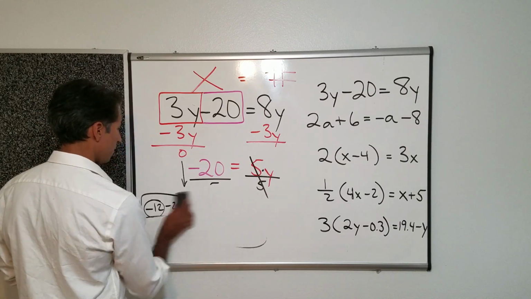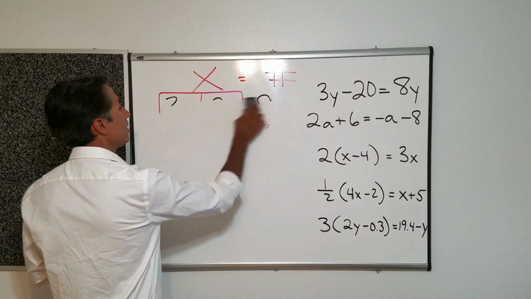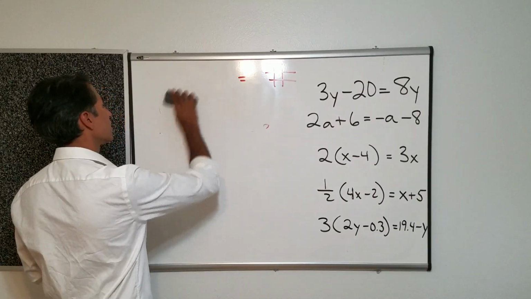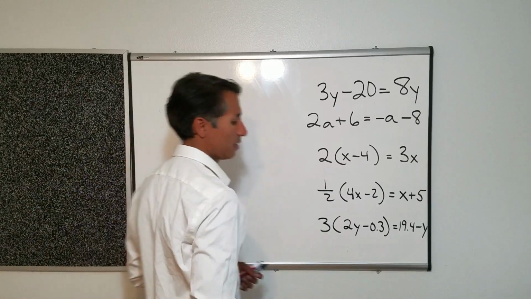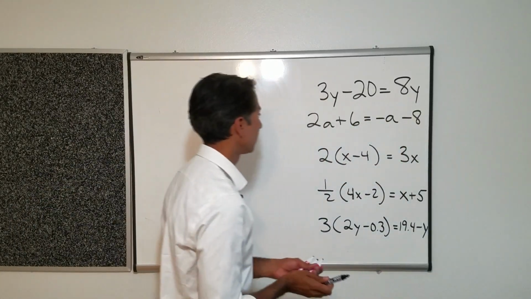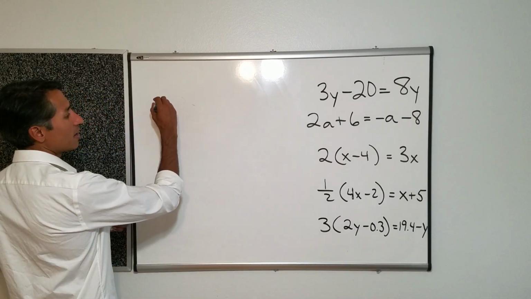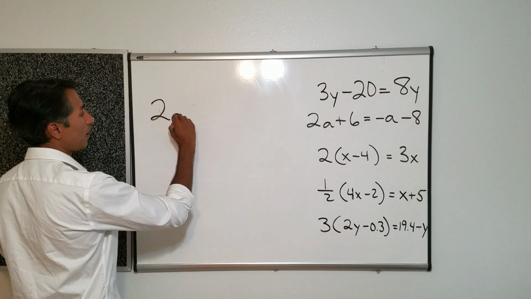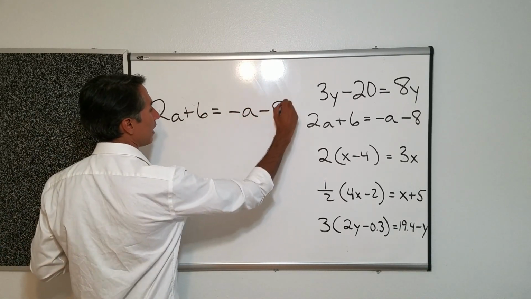Okay, so if you feel like you're getting the hang of it, pause the video, take a look at the next one, see what you get, and then come back to me and tell me how you did. Well, I can't really hear, but you know, talk it through, okay? It's worthwhile. 2a plus 6 equals negative a minus 8.